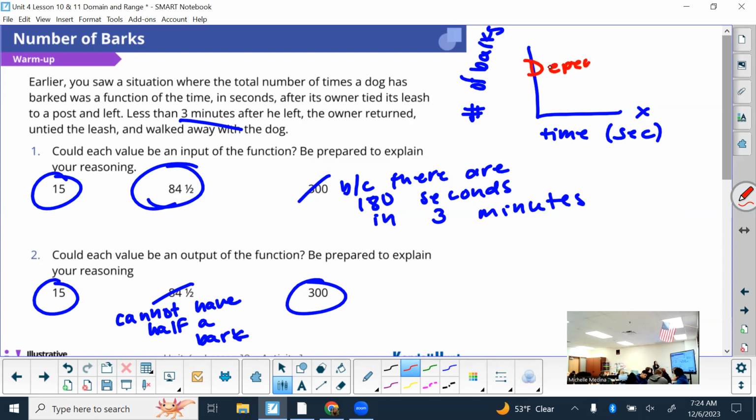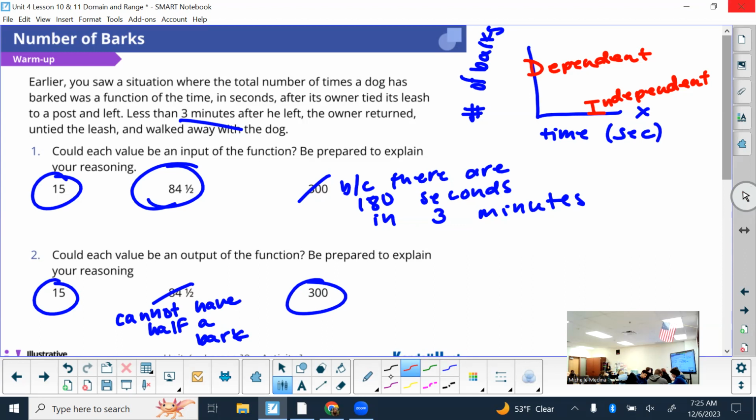That would be your dependent variable. And you can make an I, it's technically both, but you can only do with the y-axis. And that would be your independent variable. All right, how many times the dog barks depends on how long it's been, right? So that's how you know. All right, now moving on.